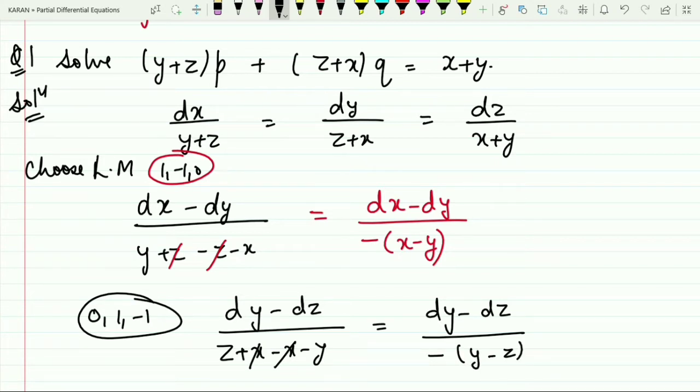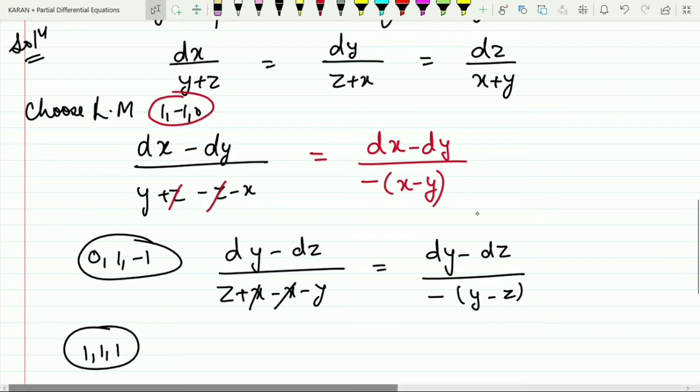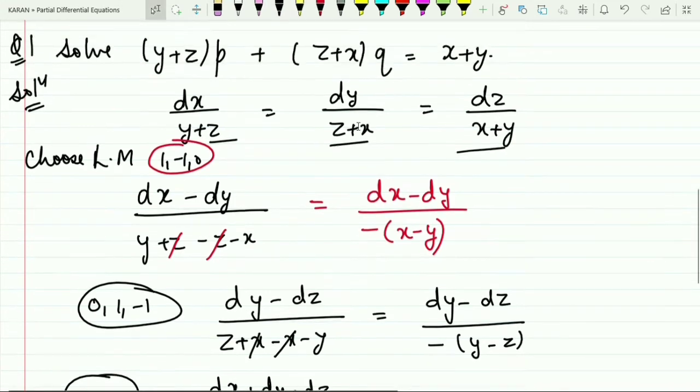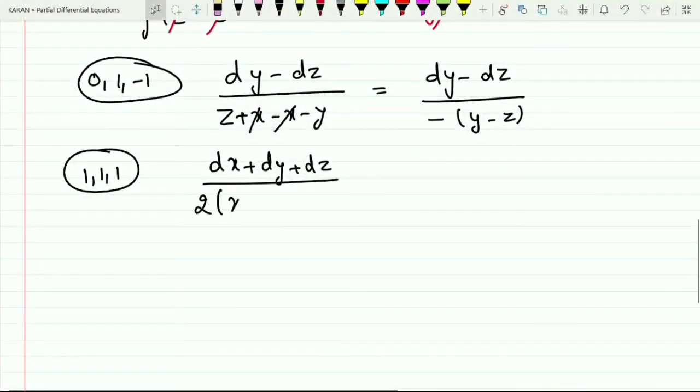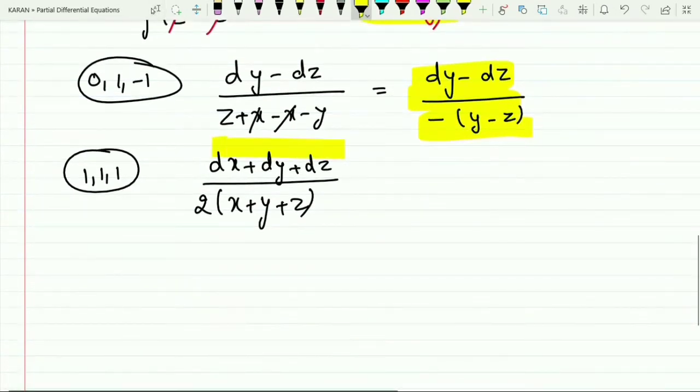Finally, if you choose the Lagrange multipliers to be 1, 1 and 1, just observe this very carefully. It will be dx plus dy plus dz. Now add the denominators: y plus z plus z plus x plus x plus y. All of them get added twice, so this will be twice of (x plus y plus z). Now, if you combine these three, what I'm trying to tell you is, if you combine this one and this one, what will you get?